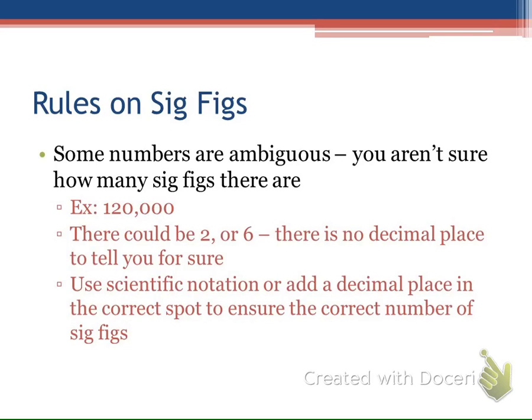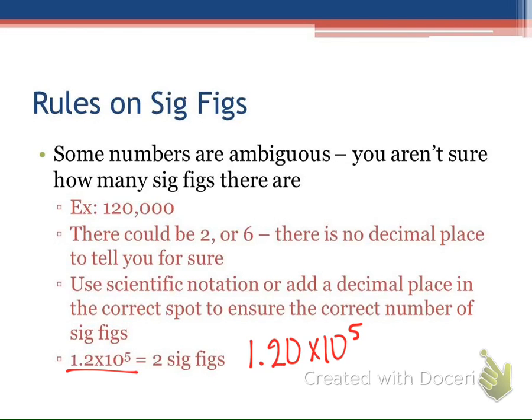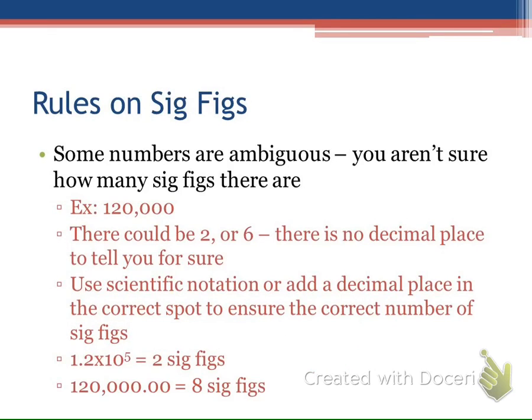We can either add a decimal point or put it in scientific notation to correct our ambiguous numbers. If I put it in scientific notation, I could make 2 SigFigs here. If I put 1.20 times 10 to the 5th, how many SigFigs would I have? 3. Yeah. So scientific notation gives you the most flexibility in terms of number of significant figures, because you can put as many digits after that as you want. You can make that as exact as you want. Scientific notation gives you the most freedom.